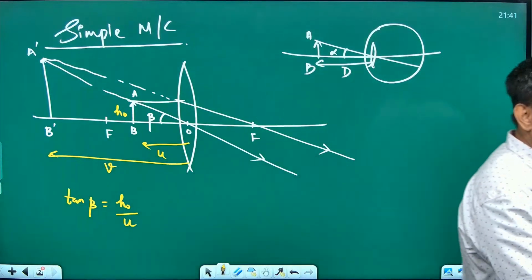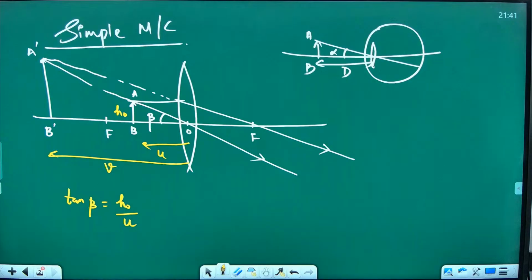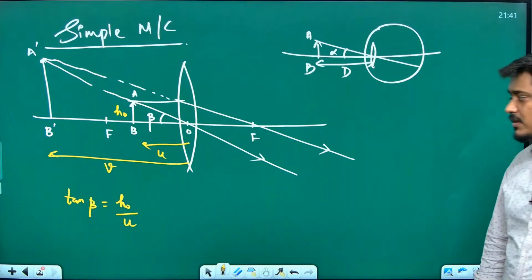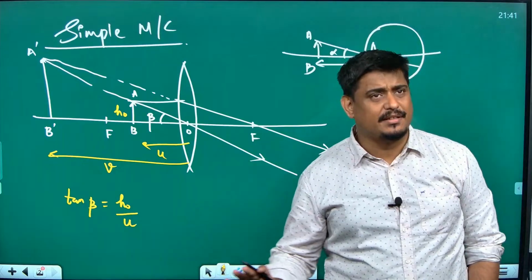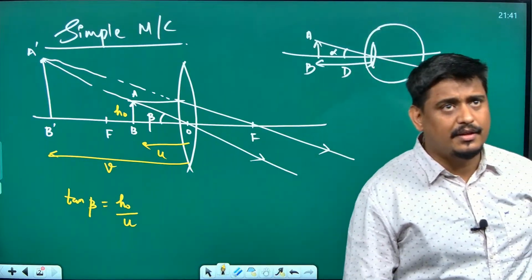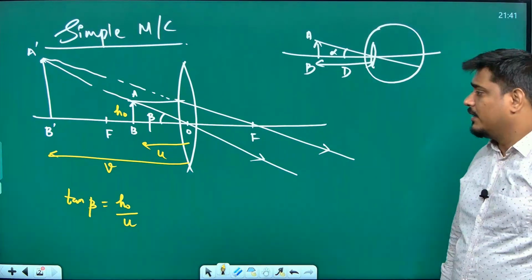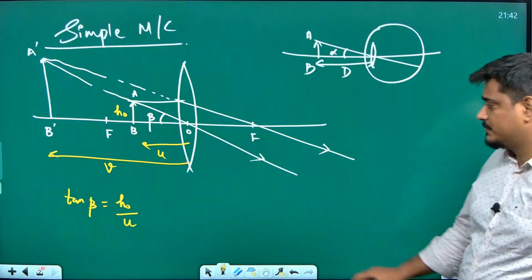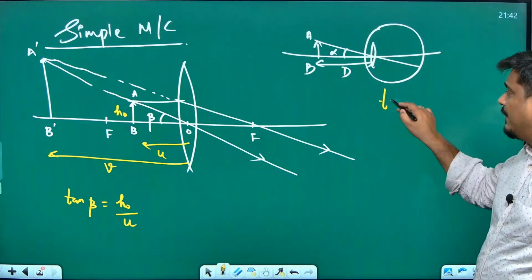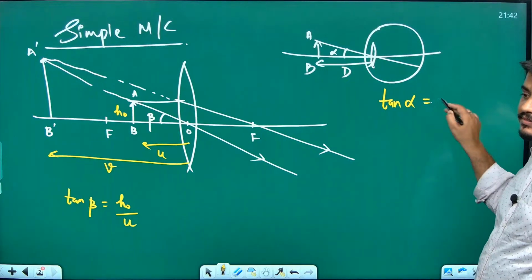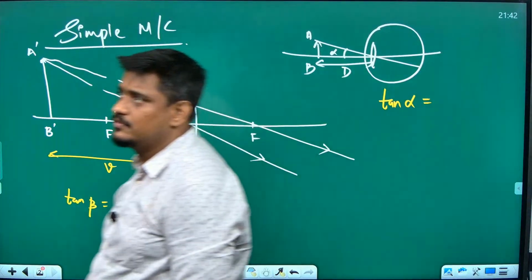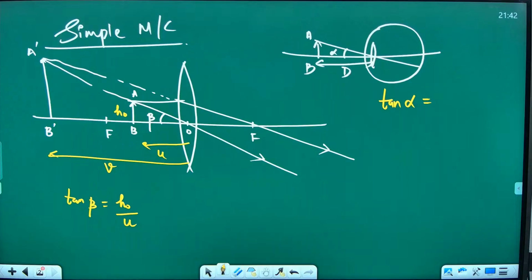Yes, tell me, Anshul. Sir, will U be negative or? Actually, we are not using sign convention here intentionally. Okay. What about alpha? In this diagram, if I ask you what is tan alpha, what will be your answer?